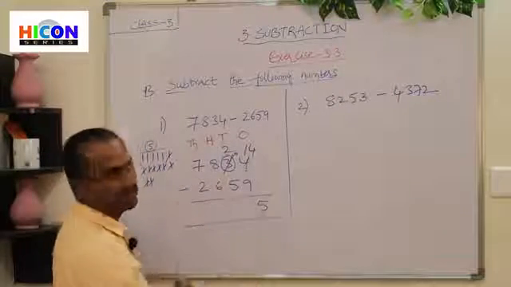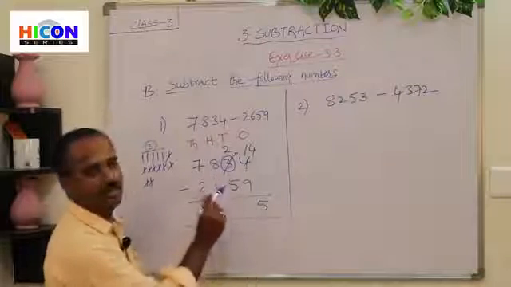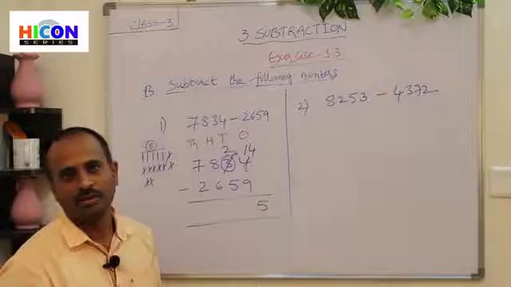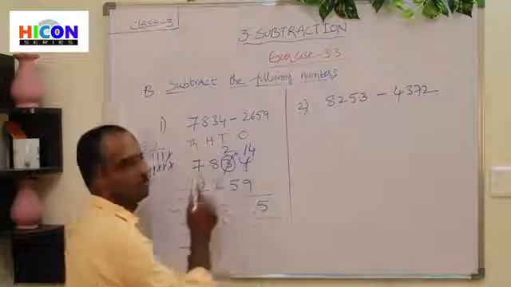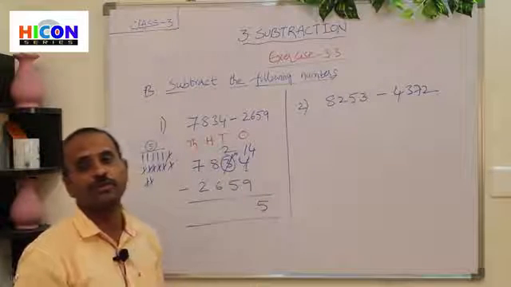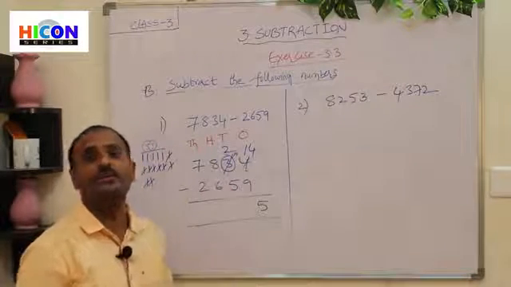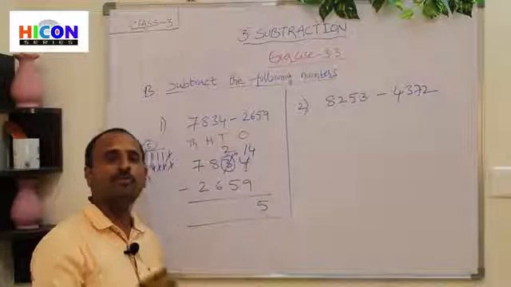Next, go to the tens place. What are the digits present in the tens place? The first number is 2 and the second number is 5. So now subtract 5 from 2. Can we subtract 5 from 2? No, because 2 is the smaller number and 5 is the greater number. We cannot subtract 5 from 2.